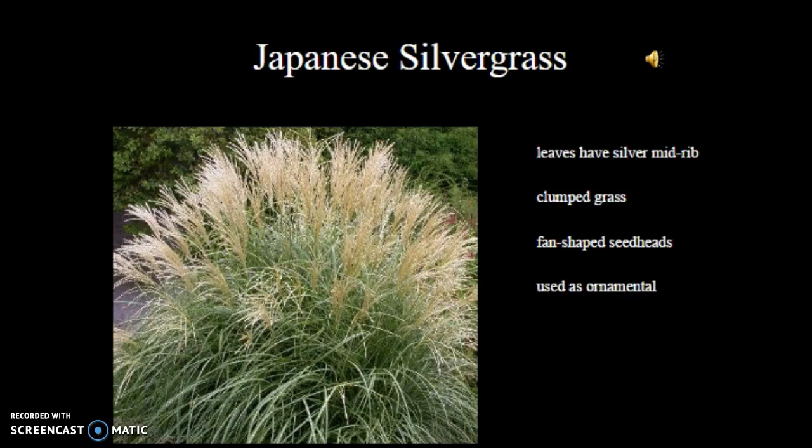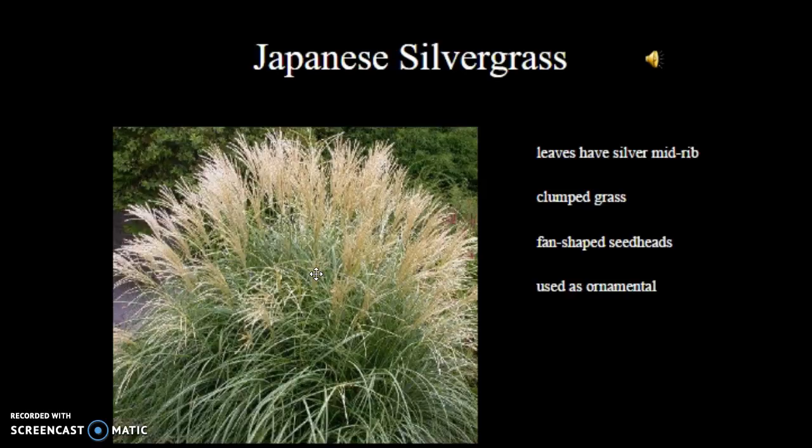Okay, so the next one we're going to talk about is Japanese silvergrass. The leaves are actually going to have a silver midrib. In other words, that middle vein that runs right through the leaf is going to be silver in color. As you can see, it's a clumped grass. This is not going to be something that you're going to put in turf grass, otherwise you're going to be mowing it every other day. But it's going to be something that people are going to put in their landscape designs.